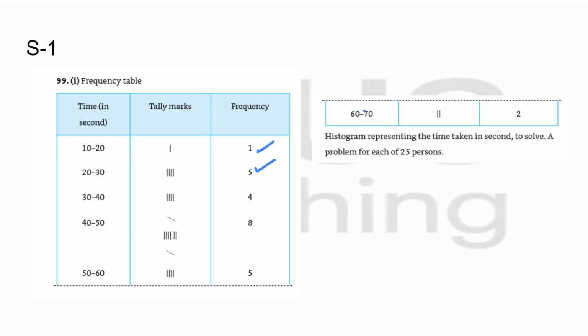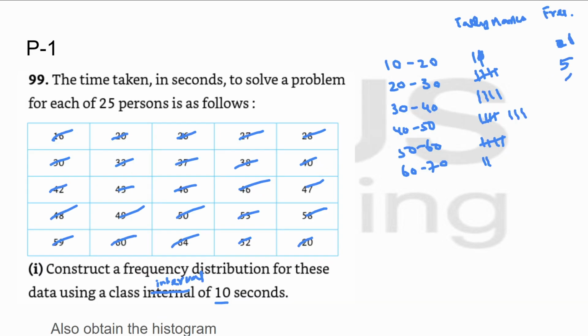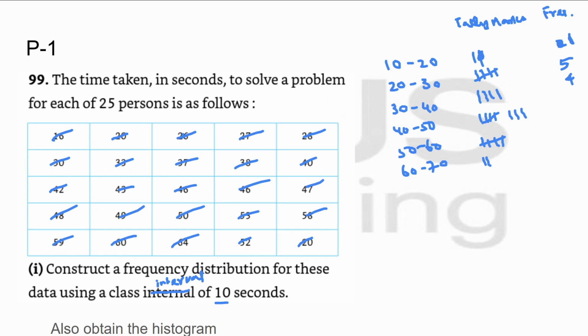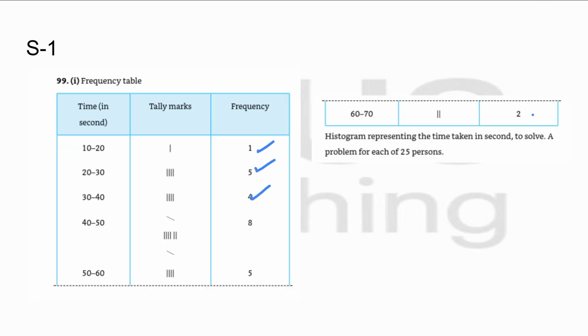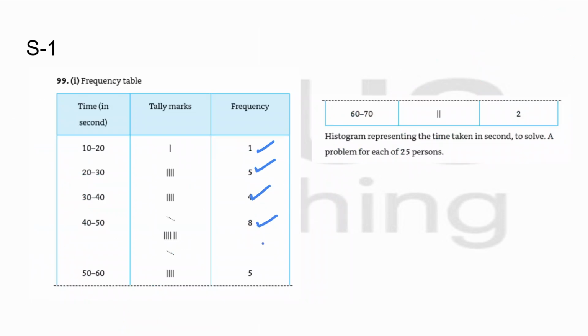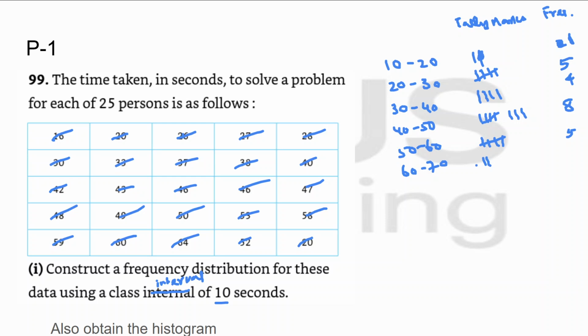Then 30 to 40 is 4. This is right. 40 to 50 is 5 plus 3, 8. Yes, that is right. 50 to 60 is 5. Yes, that is right. And 60 to 70 is 2.